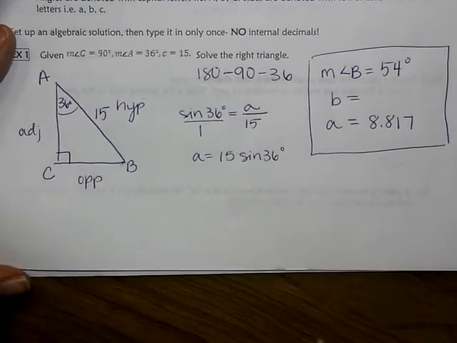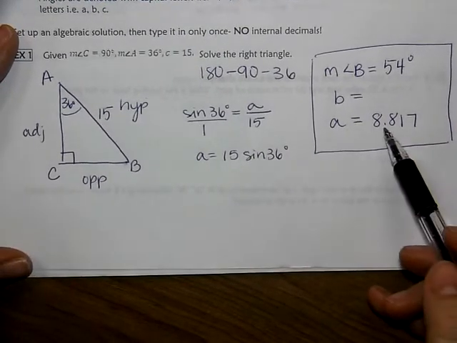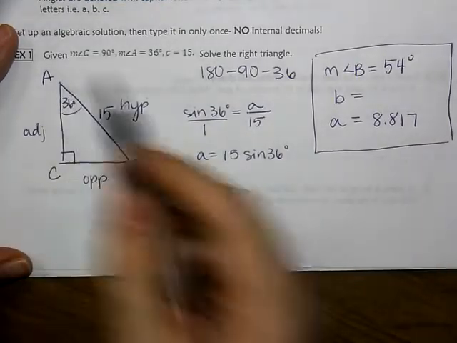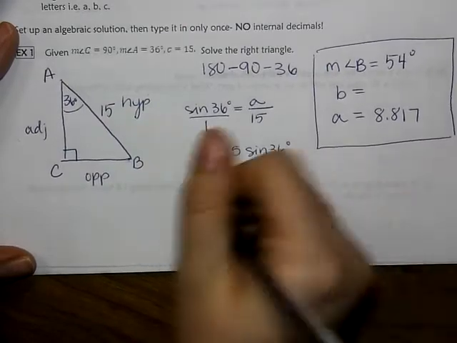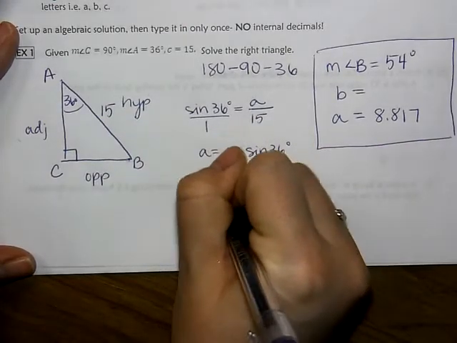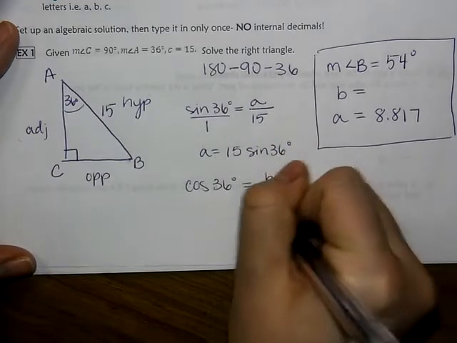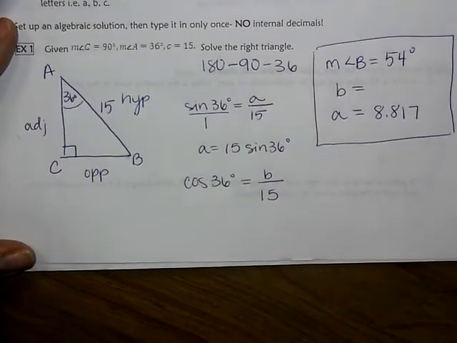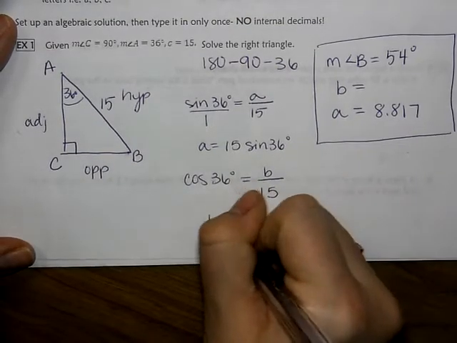Now again, we don't want to use this 54 degrees or this 8.817. We want to use just this given information. So going back, now we can use cosine. I'm going to have the cosine of 36 degrees equals B over 15. Same deal, we're going to cross multiply.